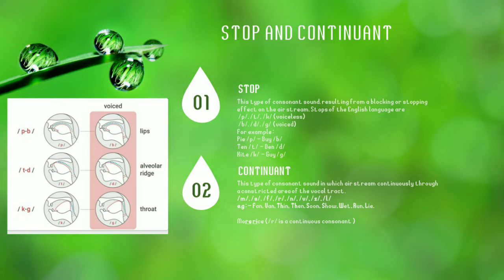And the next is about continuant consonant sounds. This type of consonant sound is one in which the airstream flows continuously through a constricted area of the vocal tract. When pronouncing a continuant consonant, the air is never completely blocked by any part of the vocal tract. And these are examples of continuant consonants.